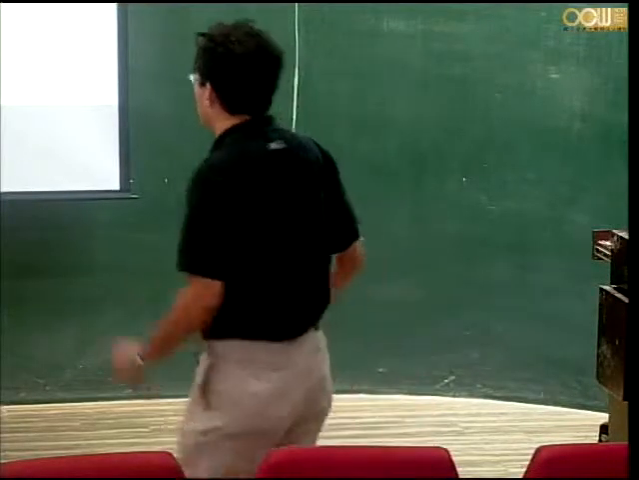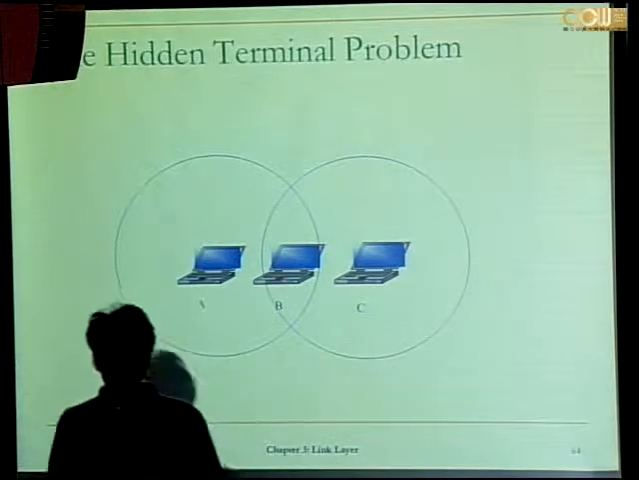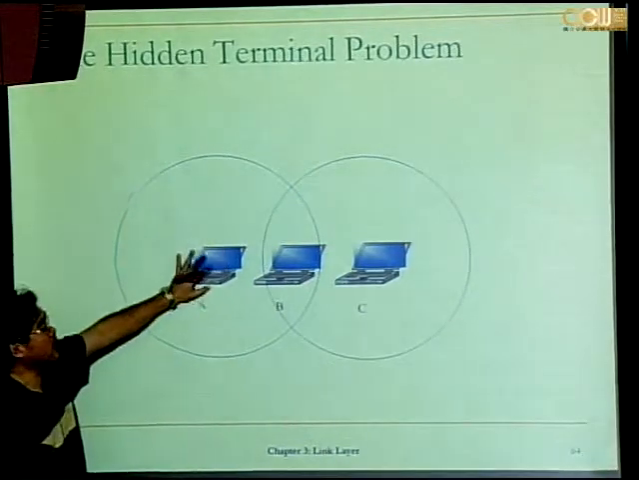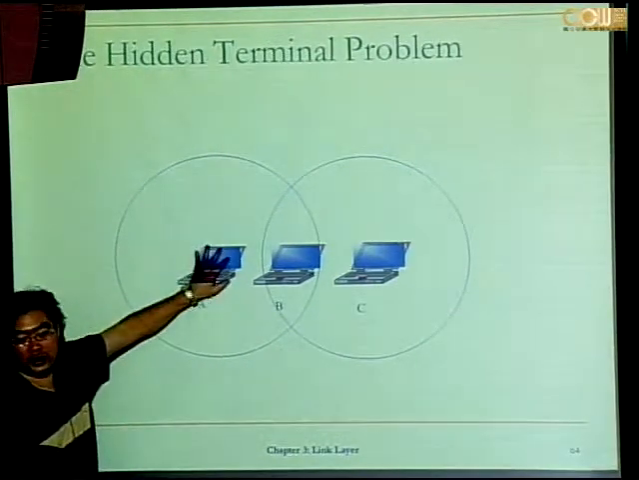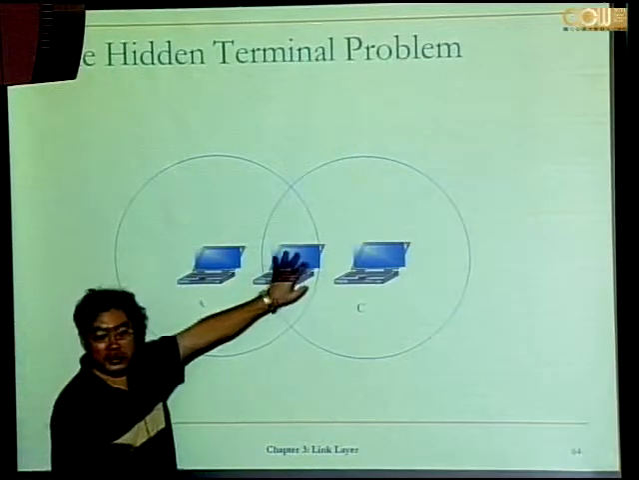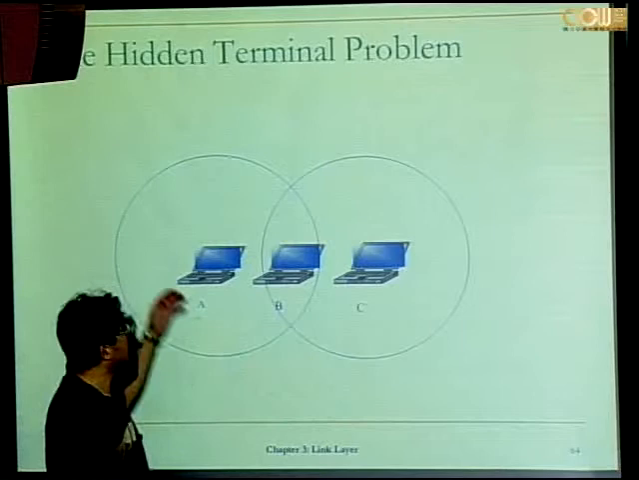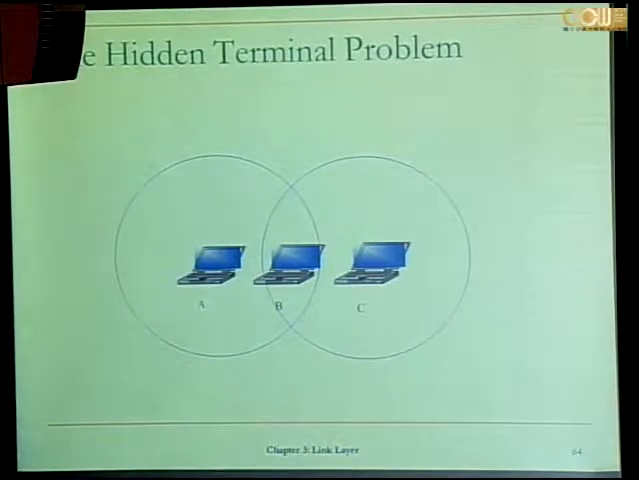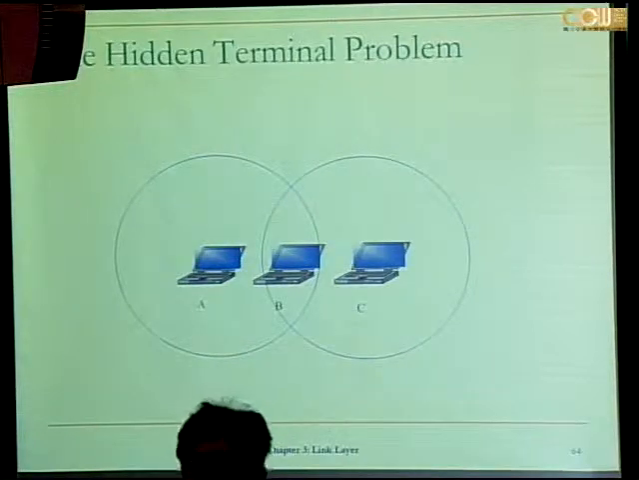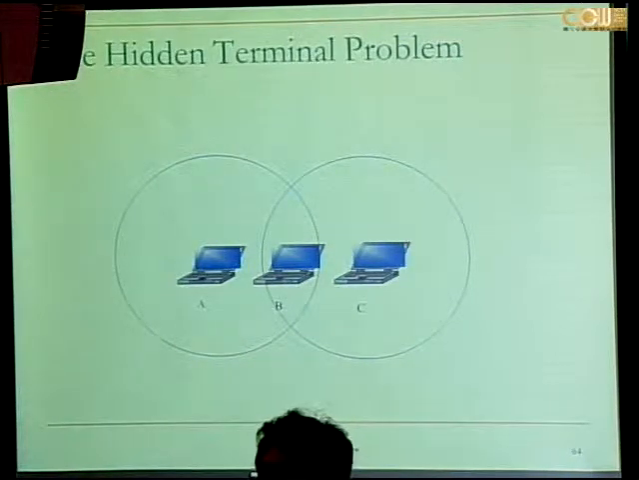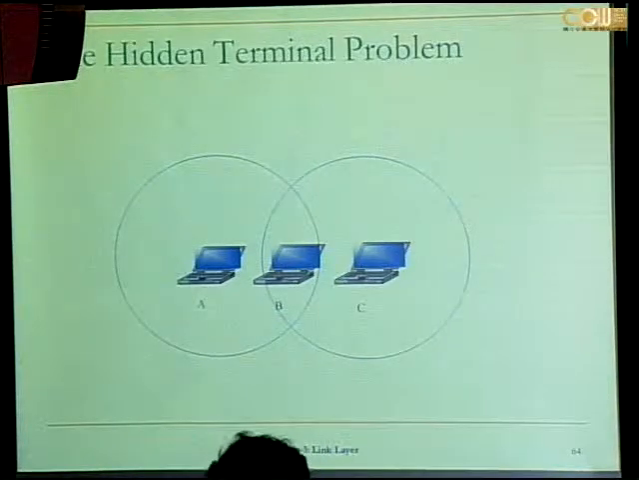Suppose there's a station D here. If D is also transmitting, and D collides at A, but does not collide at B because B is too far away from D, then it really doesn't matter whether there's a collision on A. What matters is whether there's a collision on B or not. So doing collision detection on A would not help at all. You should do collision detection on B, right?